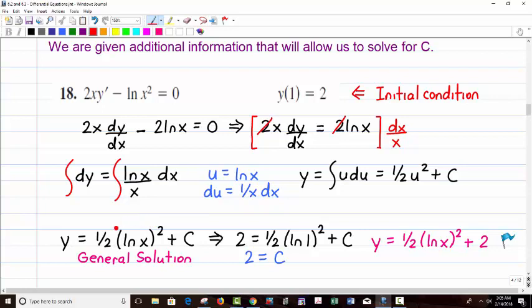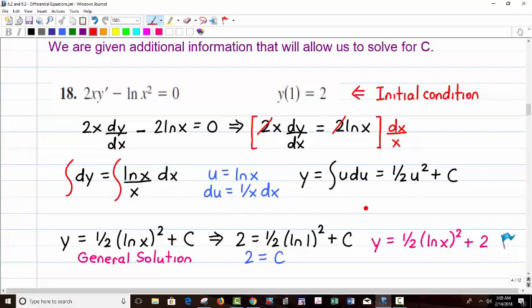Now we don't bring the 2 down here. See, when the log function is raised to a power, you don't bring the exponent down. It's only when the argument of the function is raised to the power. And so plus c.